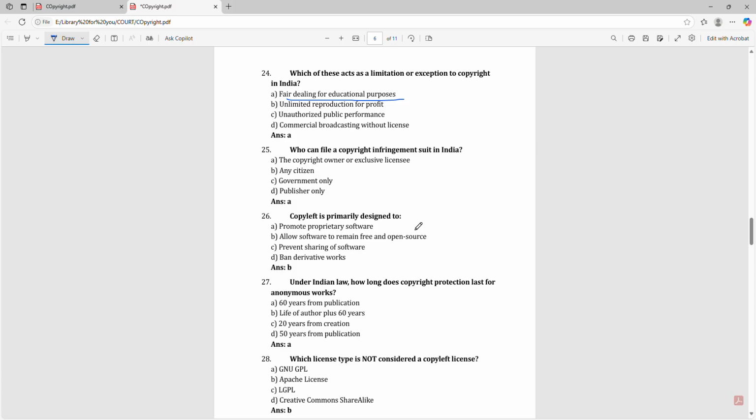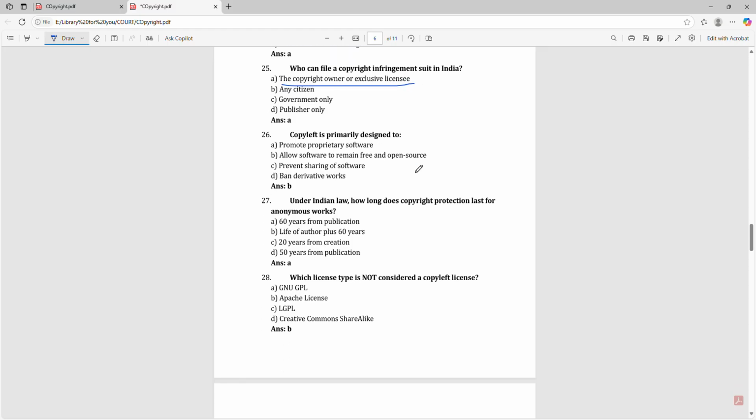Who can file a copyright infringement suit in India? The copyright owner or exclusive licensees. Copyleft is primarily designed to allow software to remain free and open source. Under Indian law, how long does copyright protection last for anonymous work? That is 60 years from the publication.